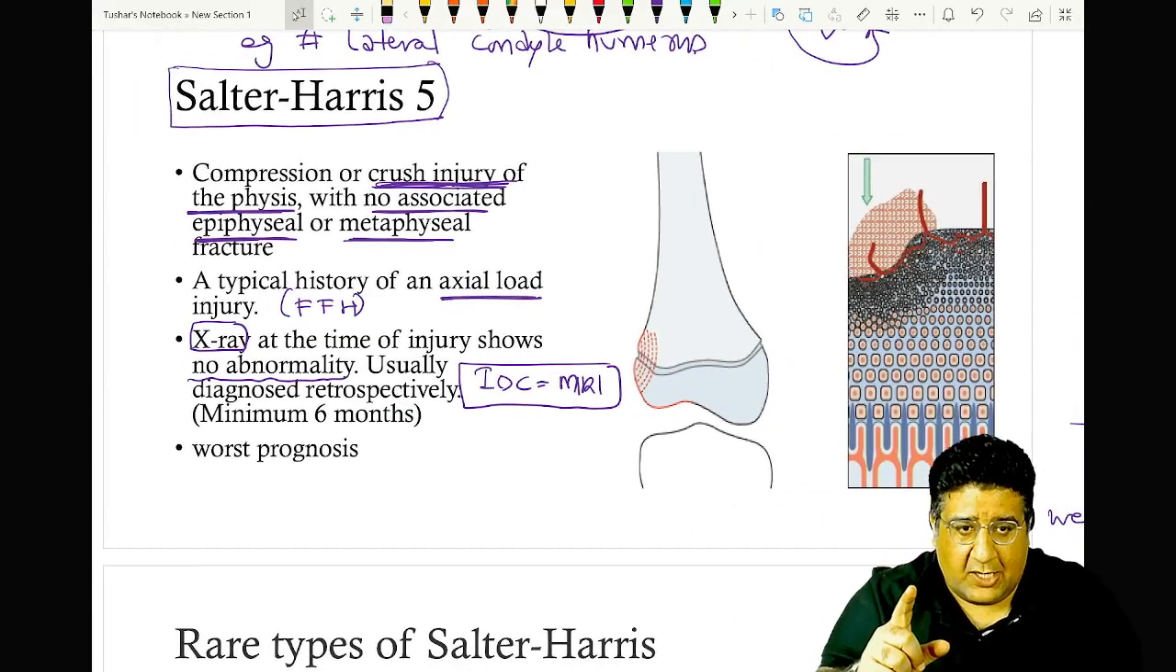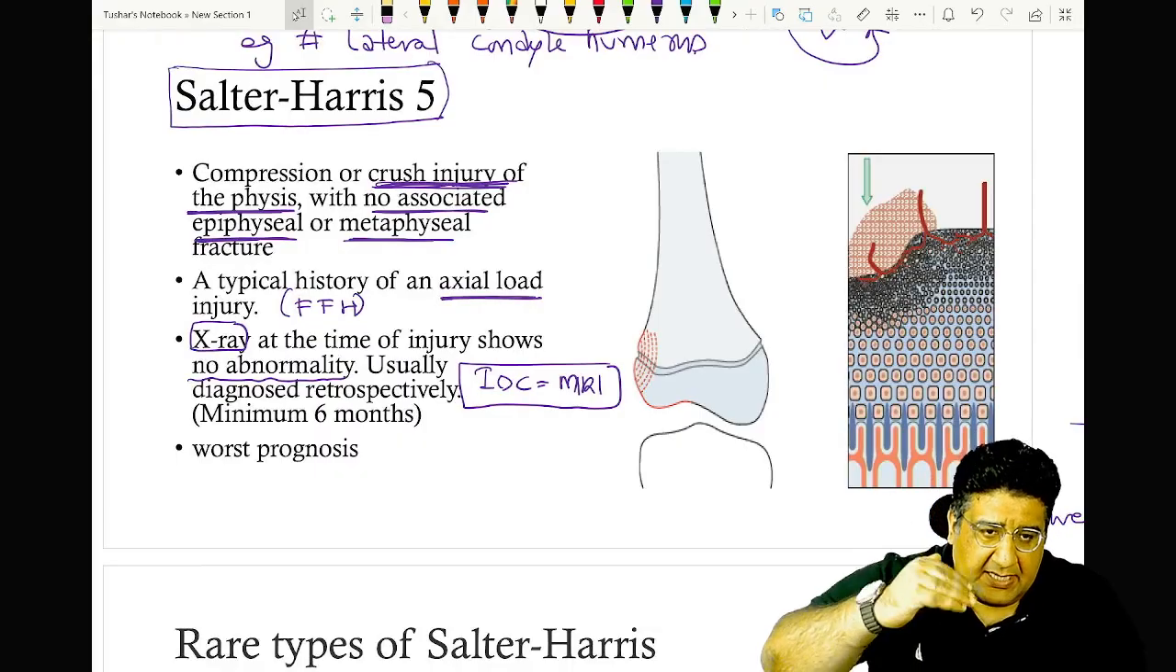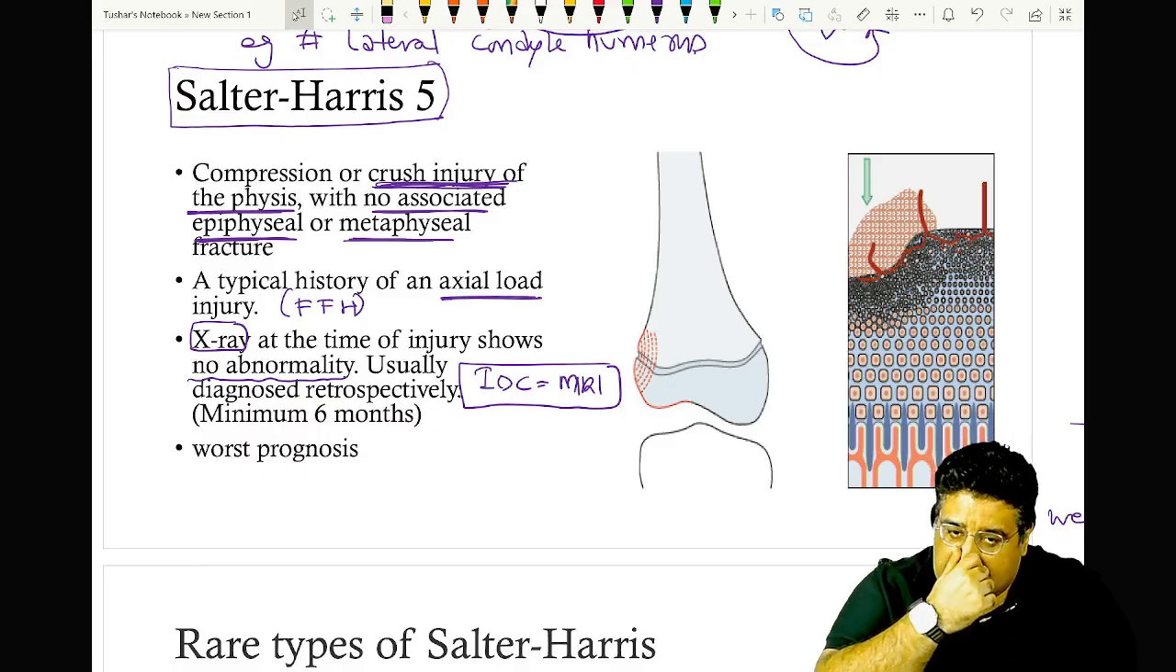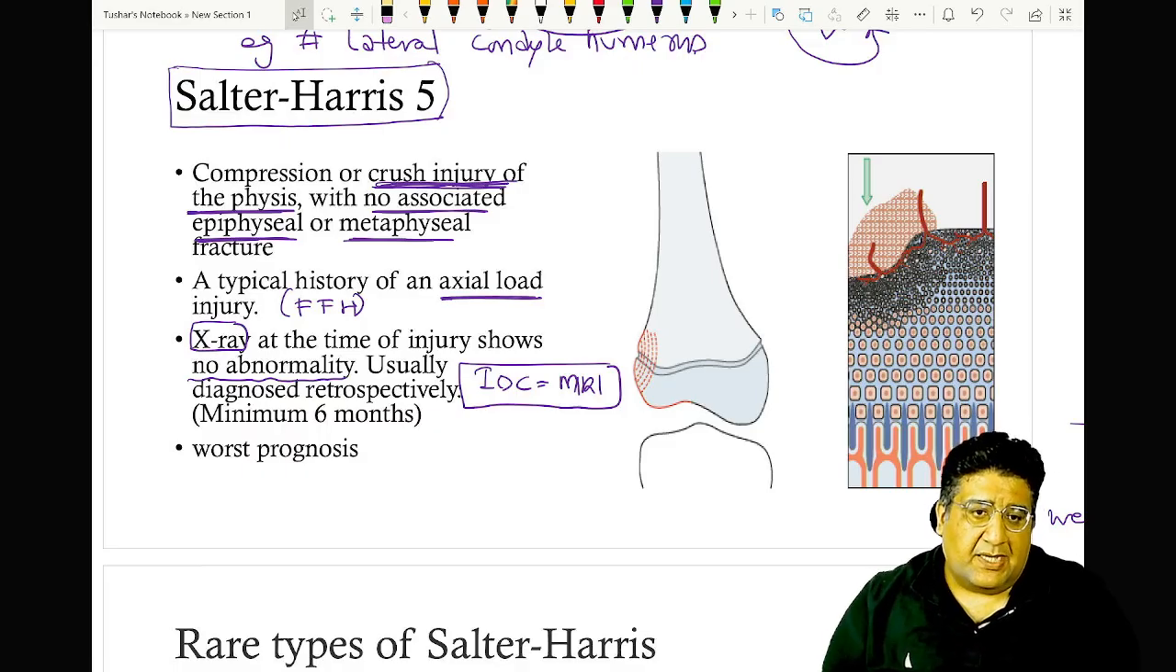MCQ. So this was the complete description of Salter Harris type 5. I told you in the beginning, I hope you remember, that today I will teach you an extension of Salter Harris classification which was given by Rang and Ogden. So type 6 was given by Rang, type 7, type 8, type 9 were given by Ogden.